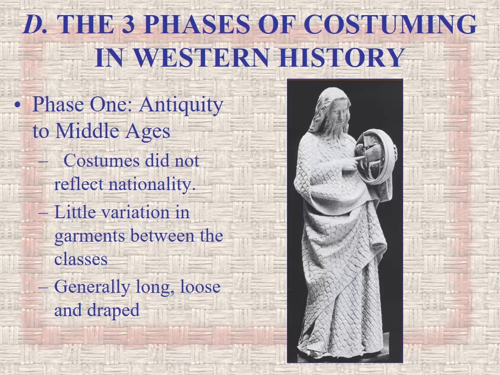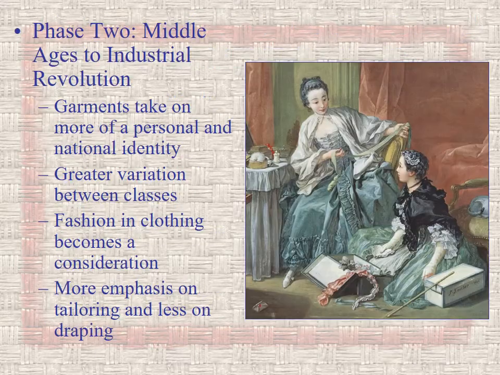Okay, phase 1, Antiquity to Middle Ages. Costuming was pretty basic across all nationalities, all classes. Did not reflect a national identity or a cultural identity. Little variation. Almost always long, loose, and draped.